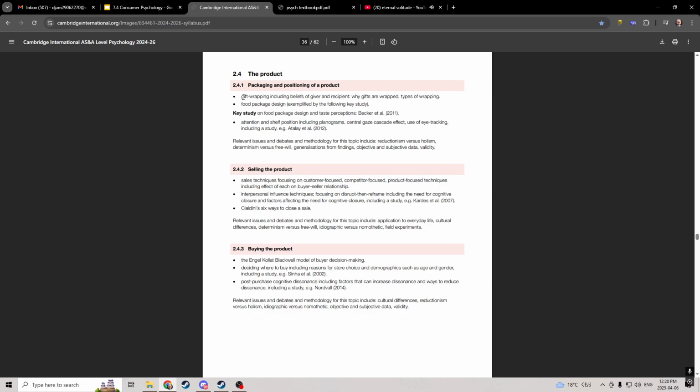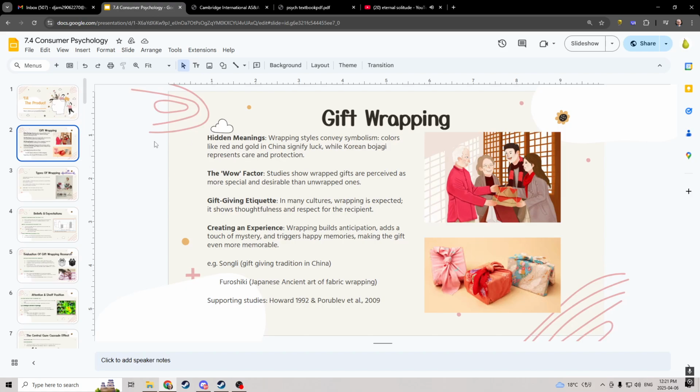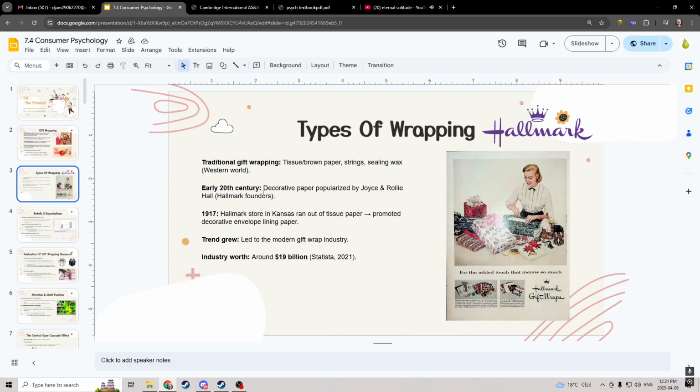Let's look here. Gift wrapping includes beliefs of giver and recipient, why gifts are wrapped, and types of wrapping. So beliefs of giver and recipient, that's the cultural beliefs part, right? This difference between cultures. Gift wrapping affects the person who's giving the gift and the person who's receiving it in different ways.